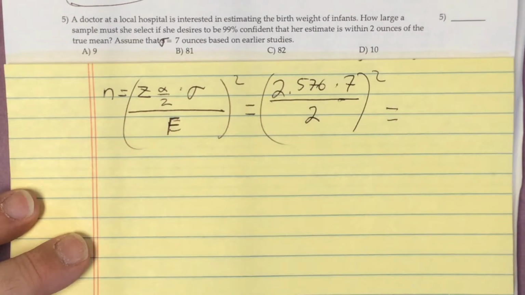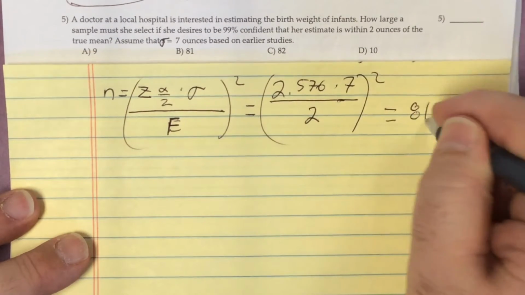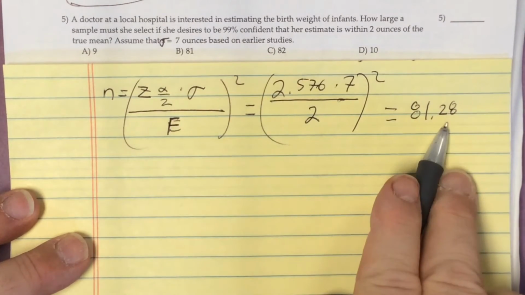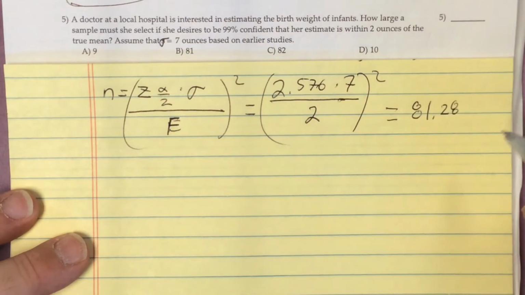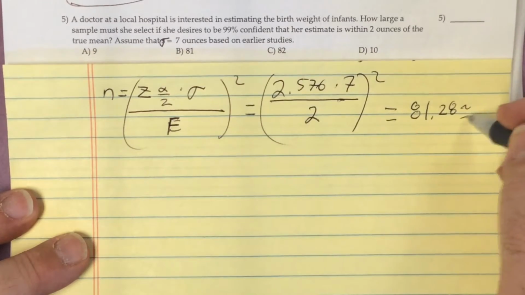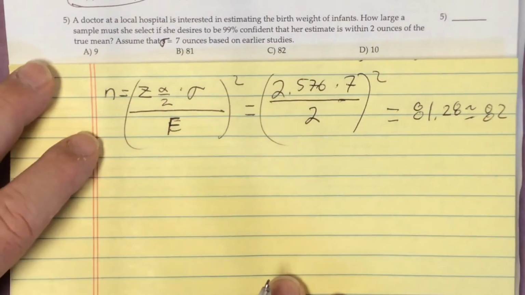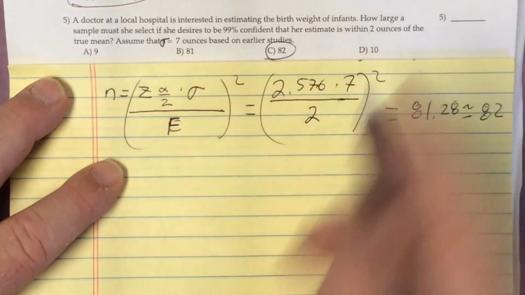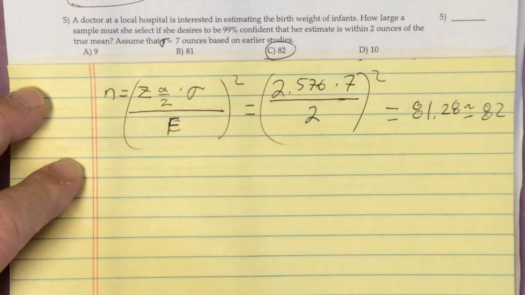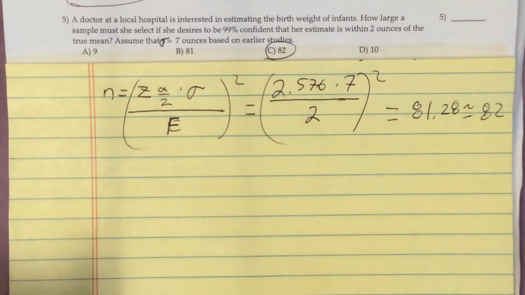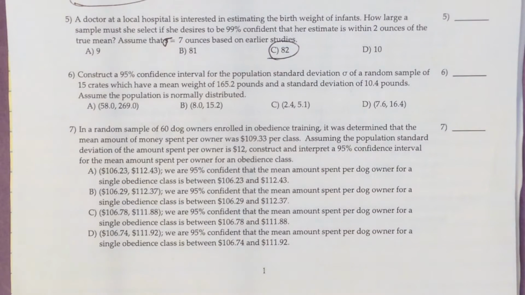And if you come up with the answer, we're going to get 81.28. And again, that's the value of n, so we're going to have to round this up, so we get 82 for a final answer, and that's going to be choice C. Okay, let's take a look at number 6 now.